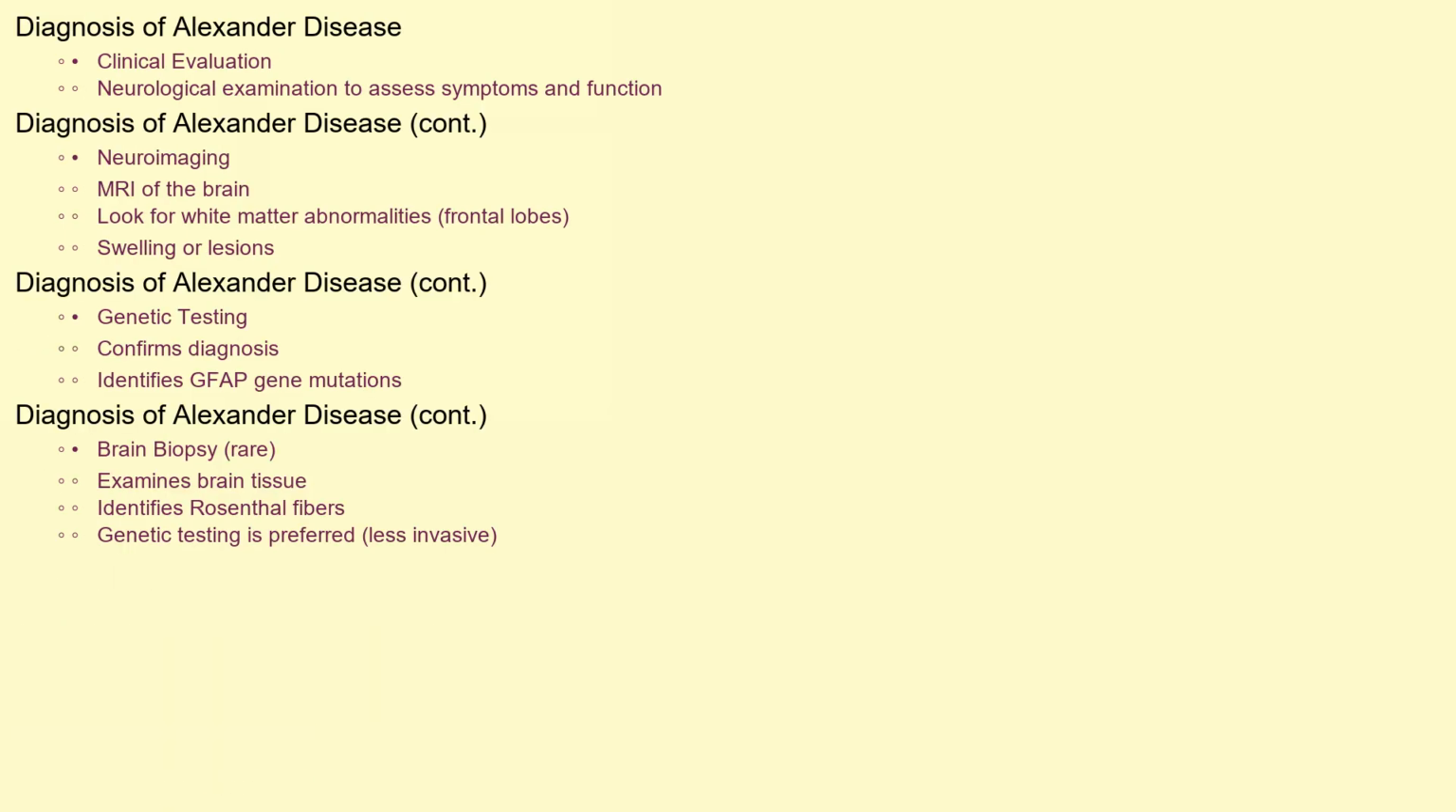Diagnosis of Alexander disease typically involves a combination of clinical evaluation, neuroimaging, and genetic testing. A thorough neurological examination is performed to assess the patient's symptoms and neurological function. MRI of the brain is a crucial diagnostic tool, often revealing characteristic features such as white matter abnormalities, particularly in the frontal lobes, and the presence of swelling or lesions. Definitive diagnosis is usually confirmed by genetic testing, which identifies the presence of mutations in the GFAP gene. In some cases, a brain biopsy may be performed to examine the brain tissue under a microscope and identify the presence of Rosenthal fibers. However, genetic testing is generally preferred as it is less invasive.